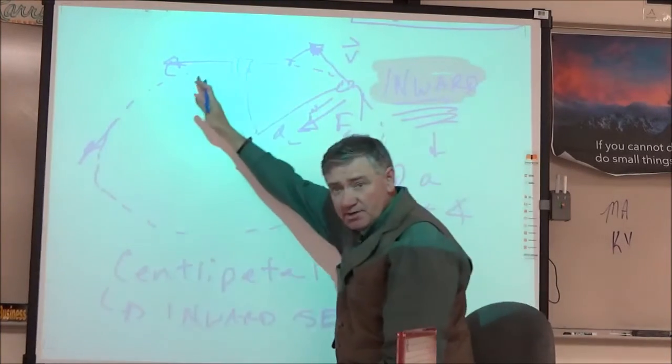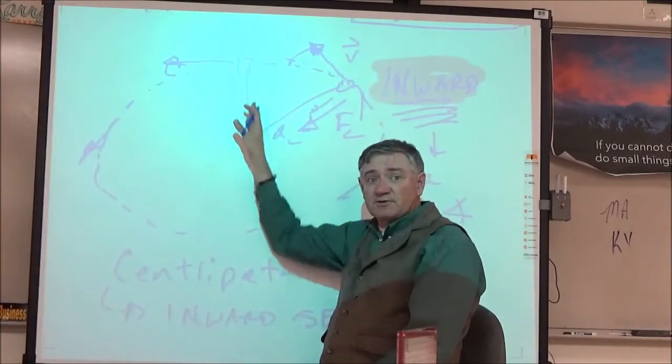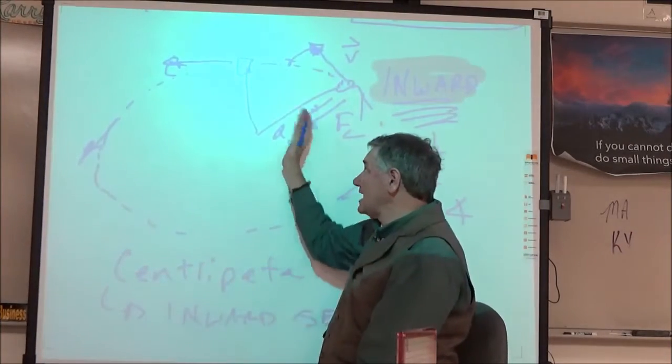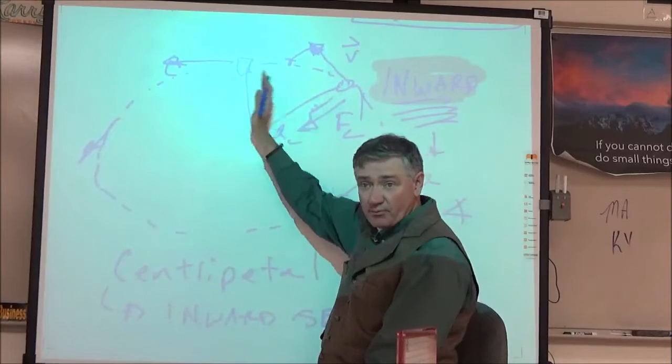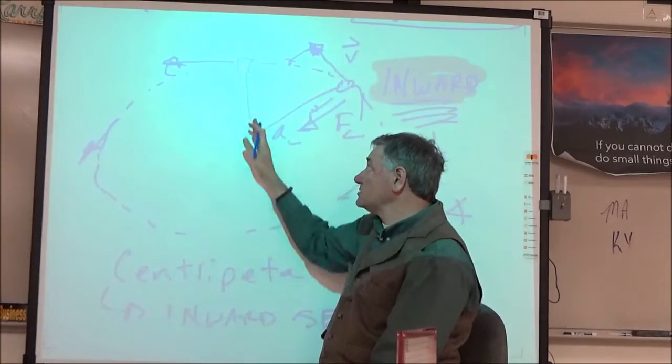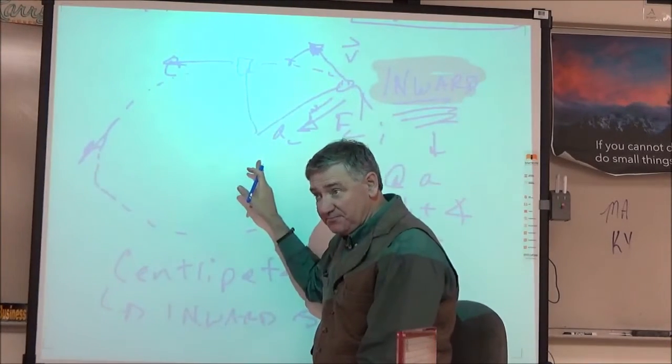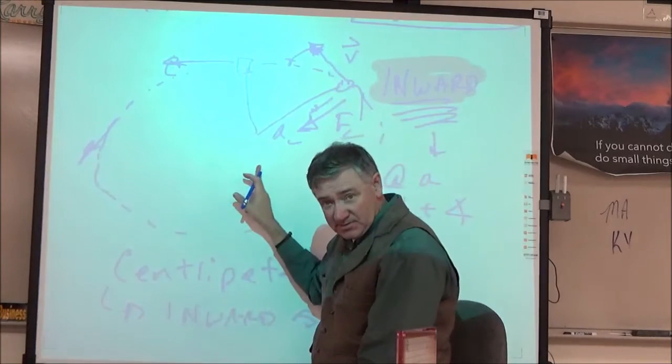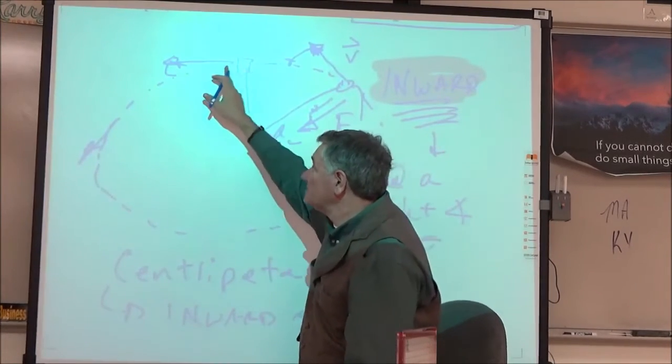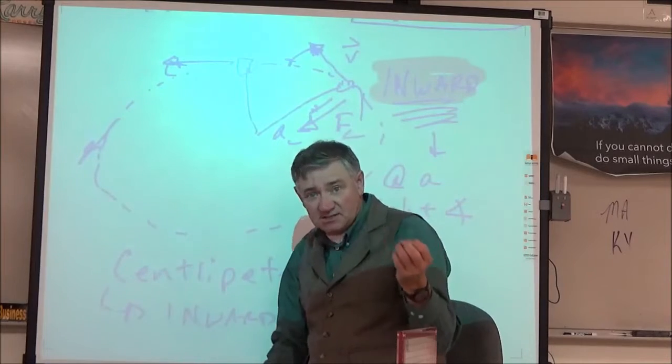So when I'm over here, the centripetal force is still acting inward, but in a different direction from where it was over there. So now my centripetal force is acting in this direction, and my centripetal acceleration is acting this way, but it's still at right angles to the velocity vector.